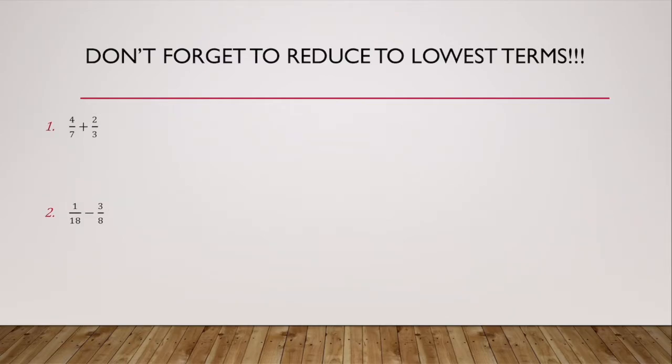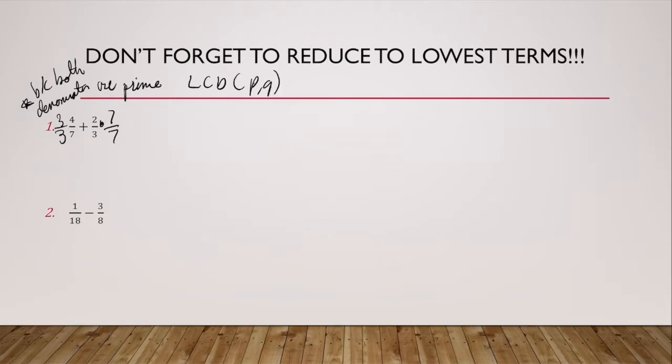I've got 4/7 plus 2/3. Well, 7 and 3 again are both primes. The LCD of 2 primes is going to be their product. So I multiply by 3 over 3 and 7 over 7. And note this only works because both denominators are prime. And the LCD of 2 prime numbers is going to be their product. So that gives me 12/21 plus 14/21, which gives me 26/21, which I can't simplify any further.